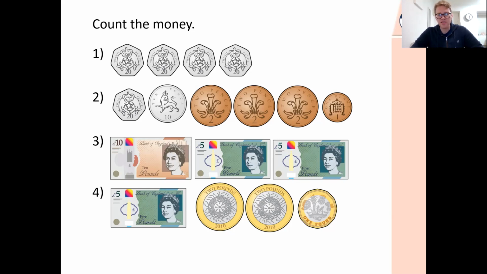Okay, so our answers for this one then, we had 20, 40, 60, 80p there for the first one. Second one, we had 20, 30, 32, 34, 36, 37p. For our notes here, we had 10, 15, 20 pounds. And then number 4, we had 5, 7, 9, 10 pounds.